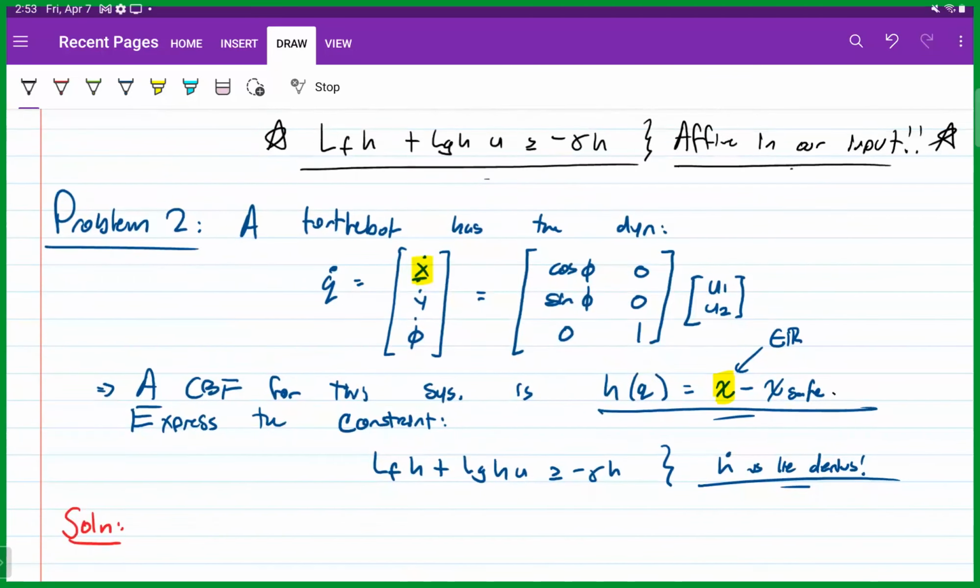For a control affine system, we're able to get that constraint in terms of Lie derivatives, and it's affine. But for a fully nonlinear system, we don't have Lie derivatives. So we just have to have h dot greater than or equal to minus gamma h. In that case, our h dot can depend entirely nonlinearly on our input. So it's not going to be a quadratic program, but we just have to write out the constraint in that form.